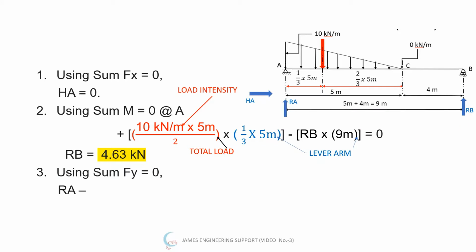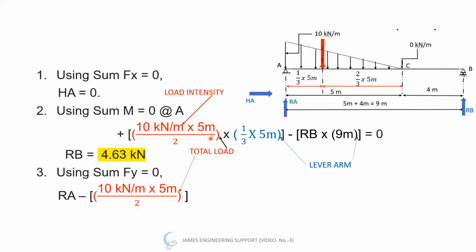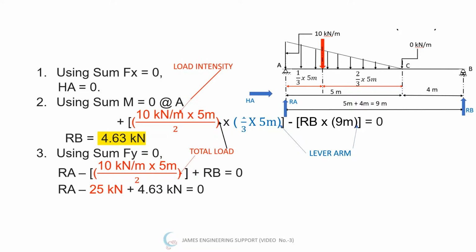Then we will equate the forces, that is RA positive. Then the triangular load is 10 kilonewton per meter multiplied by 5 divided by 2. So this is exactly the same term. Then plus RB, which we equate to 0, and adding the value of RB to the equation, we will get RA as 20.37 kilonewton.